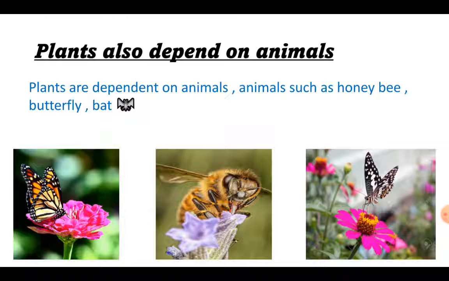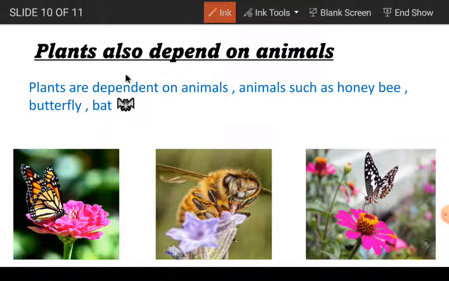Plants also depend on animals. Like I think अभी तक तो सबने सुना होगा कि animals are dependent on plants or human beings are dependent on plants. But I think this is your first time that you have heard plants are also dependent on animals. If you have heard, then it's good. So plants are also dependent on animals. Animals like hummingbird, bat, butterfly, honeybees, mosquitoes and houseflies. What they do, they help in pollination of seeds. The animals also help in disposal of seeds.